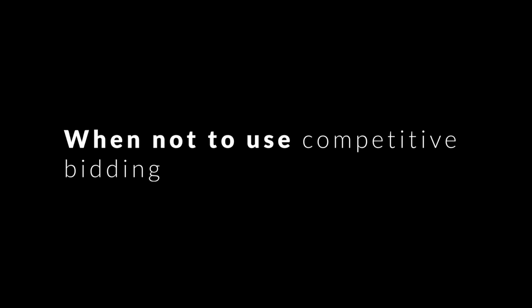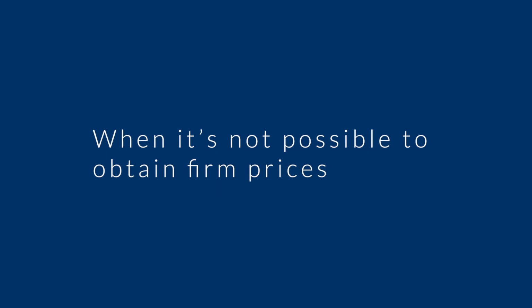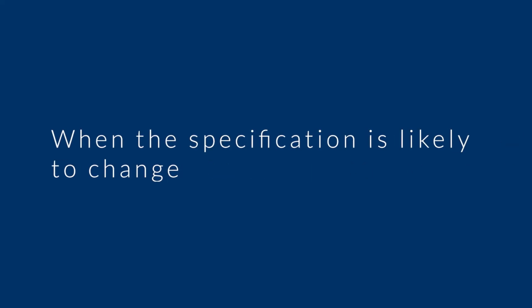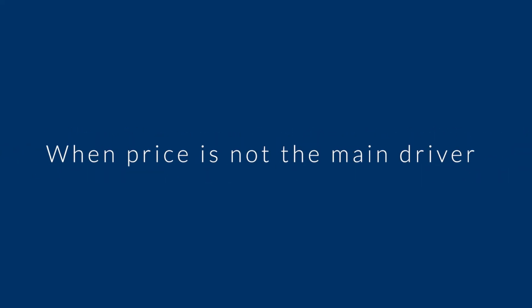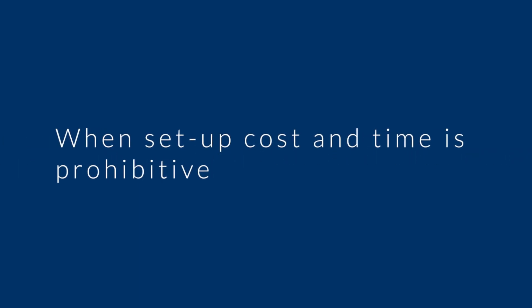But when is it not a good idea to use competitive bidding? In this case, we're talking about when it is not possible to obtain firm prices, okay? I mean, if you really can't get the actual number, then it means you're going to have to negotiate to know the number. In cases where the price is fixed, then it's easier to do competitive bidding because it's just a question of saying how much are you guys selling it for, and how much are you guys selling it for, and then you compare the prices. Next, when the specification is likely to change, when price is not the main driver, as well as when setup cost and time is prohibitive.